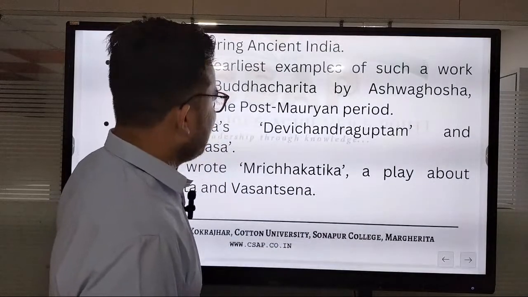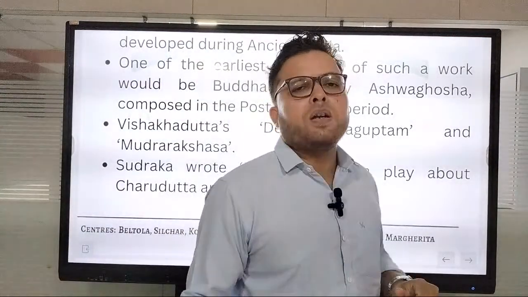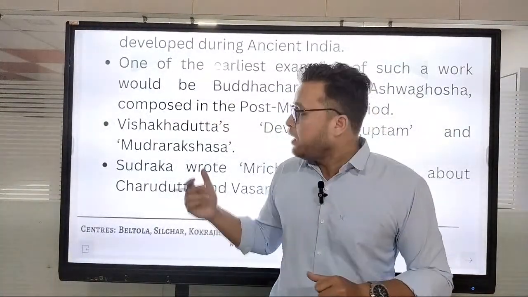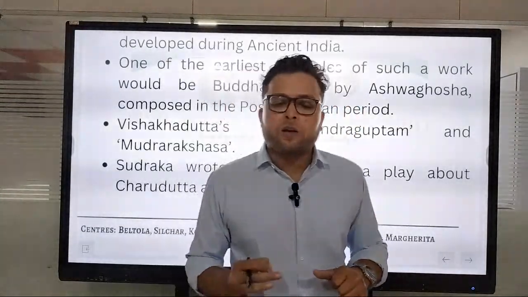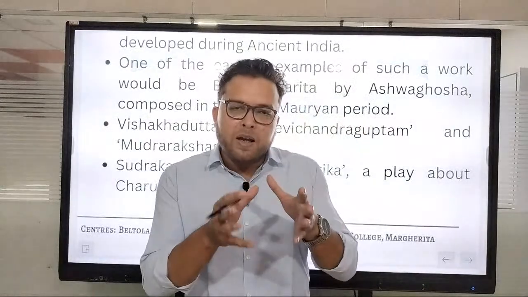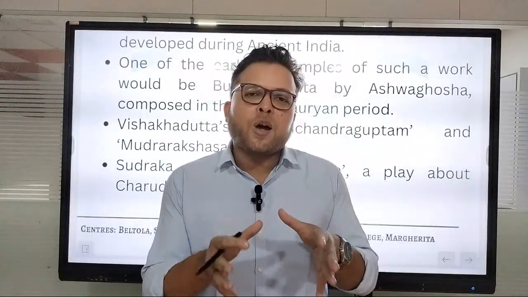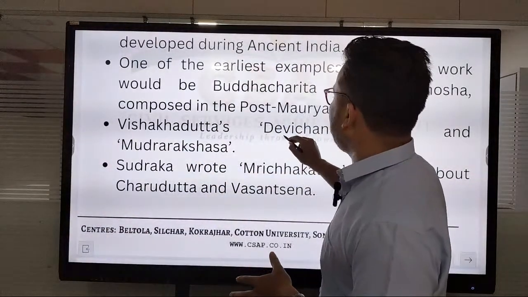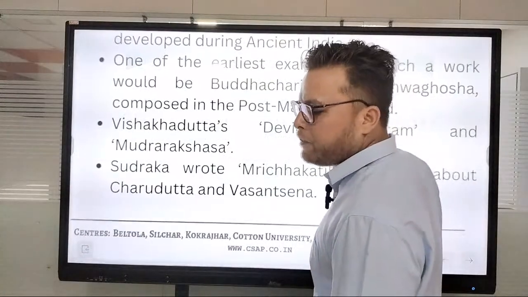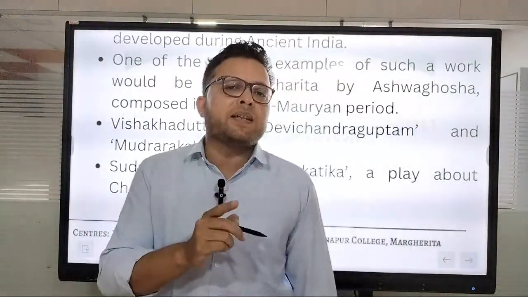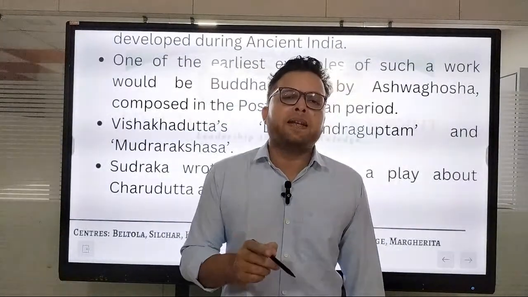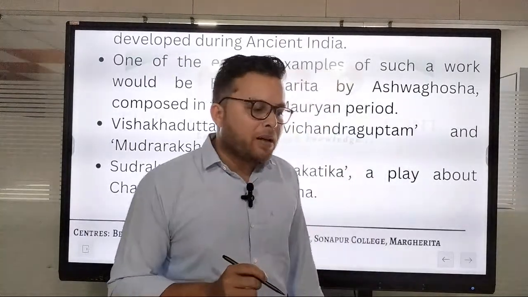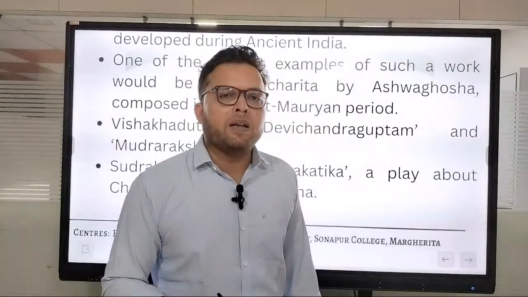Okay, for example, Vishakhadatta. His major contributions were two works. One was Devi Chandra Guptam and the other was Mudra Rakshasa. Devi Chandra Guptam is very, very important. In Devi Chandra Guptam, Vishakhadatta talks about the elder brother. According to Devi Chandra Guptam, Chandragupta Vikramaditya the second had an elder brother by the name of Ram Gupta, and he was married to a lady by the name of Prabha Devi.